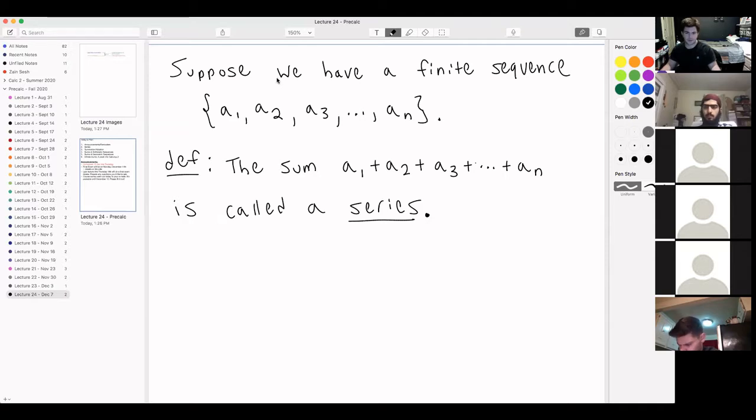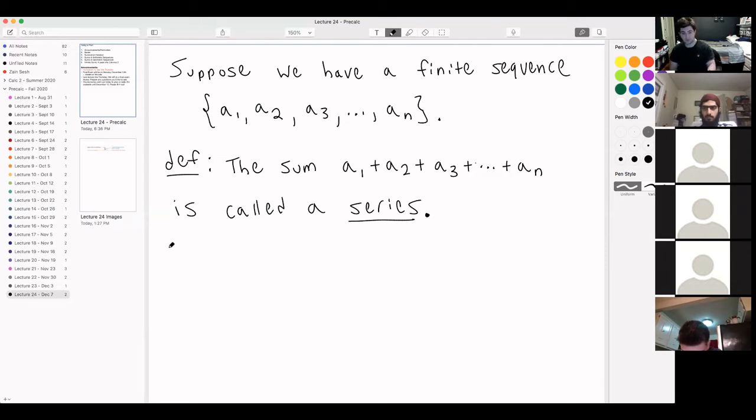A sub n is the nth term of the sequence, so this is going to be the end, the last term in this case. So that's the definition. You take a sequence, in this case a finite one, you add together every term in the sequence, and it has a name, it's called a series.